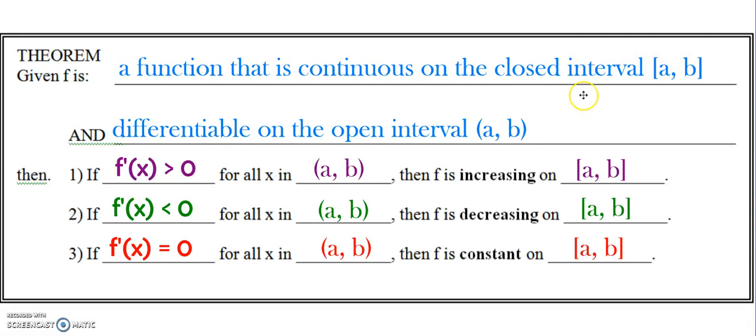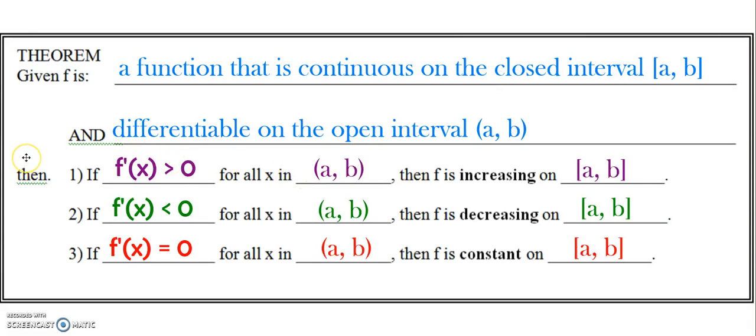Another thing I want to point out that I don't think I've mentioned yet. The reason why it has to be continuous on the closed interval but differentiable on the open interval is, remember, it's actually not differentiable at the endpoint of an interval. That doesn't meet our definition of differentiable. So that's why it has to be differentiable on the open interval, but continuous on the closed interval.